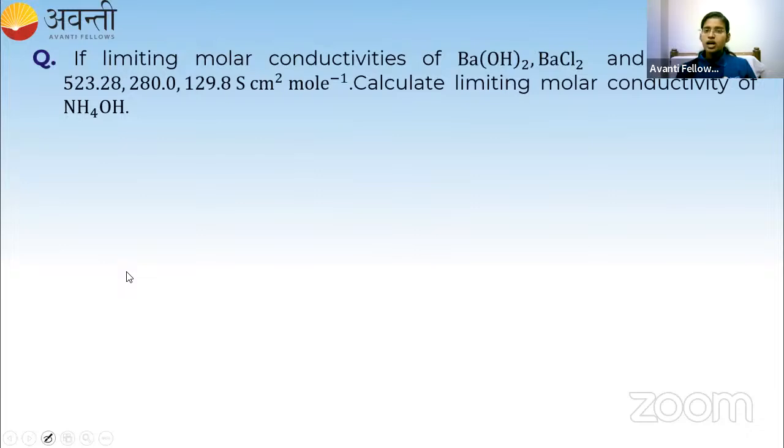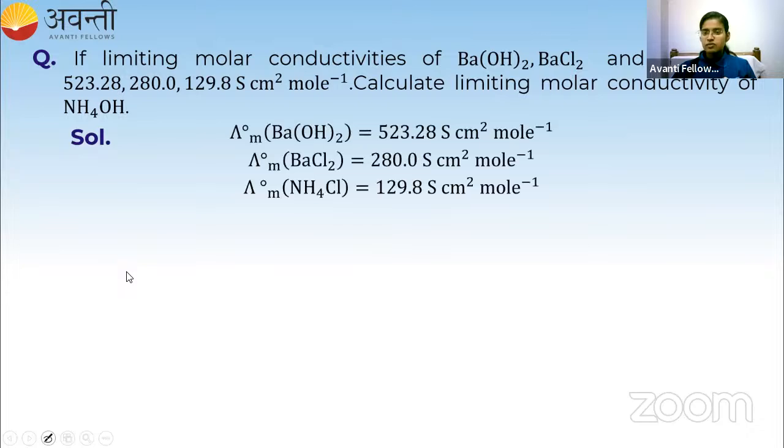If the limiting molar conductivities of barium hydroxide, barium chloride, ammonium chloride are given, calculate the limiting molar conductivity of NH4OH. Can anyone solve this and get me the answer in the chat box? Limiting molar conductivities for 3 species are given. We have to find out the limiting molar conductivity of NH4OH. So how to get NH4OH from these 3 compounds? Any idea?